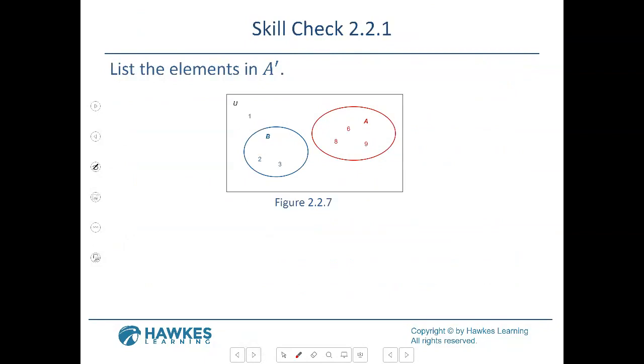So the next Venn diagram. List the elements in a complement. That means, what are the elements that are not in A? It seems like, ooh, maybe a little difficult, but it's not. All of these are in A. So the only numbers not in A would be 1, 2, and 3. These numbers and number 1. That will be the complement. So remember, A with an apostrophe means the complement, the elements that are not in A.